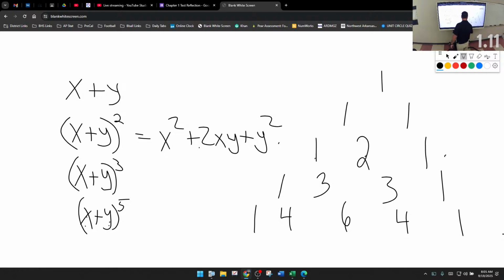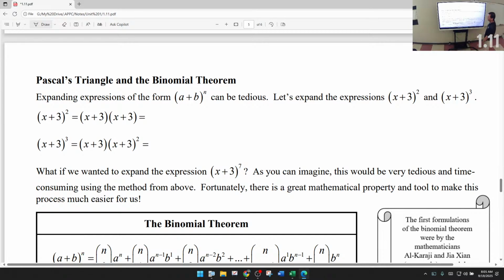Let's go back to my notes. Expanding expressions a plus b, so they went a plus b instead of x plus y, to the n power can be tedious. Let's expand x plus 3 squared. That's not that tedious because that becomes x squared plus 6x plus 9.